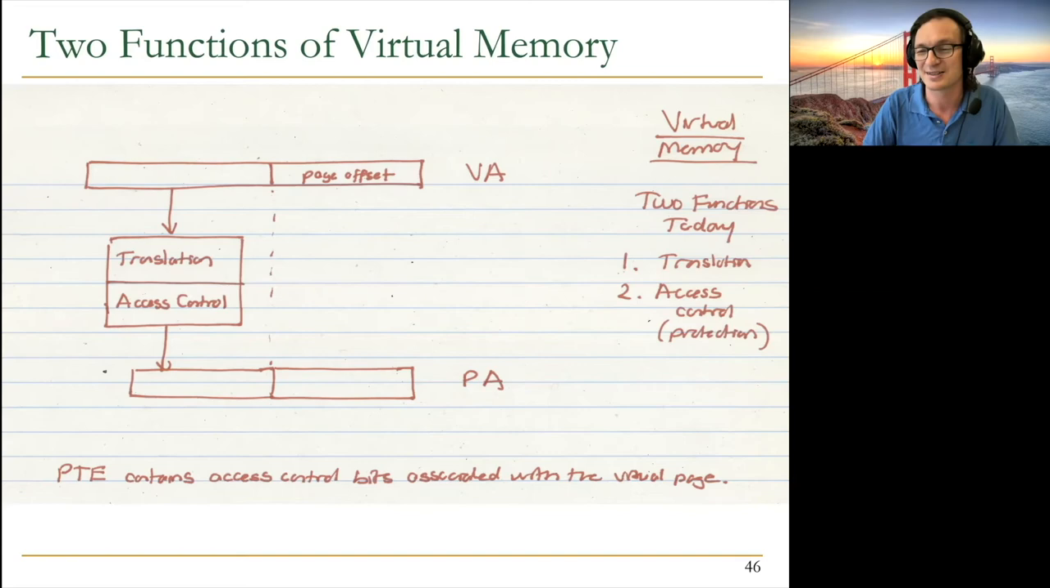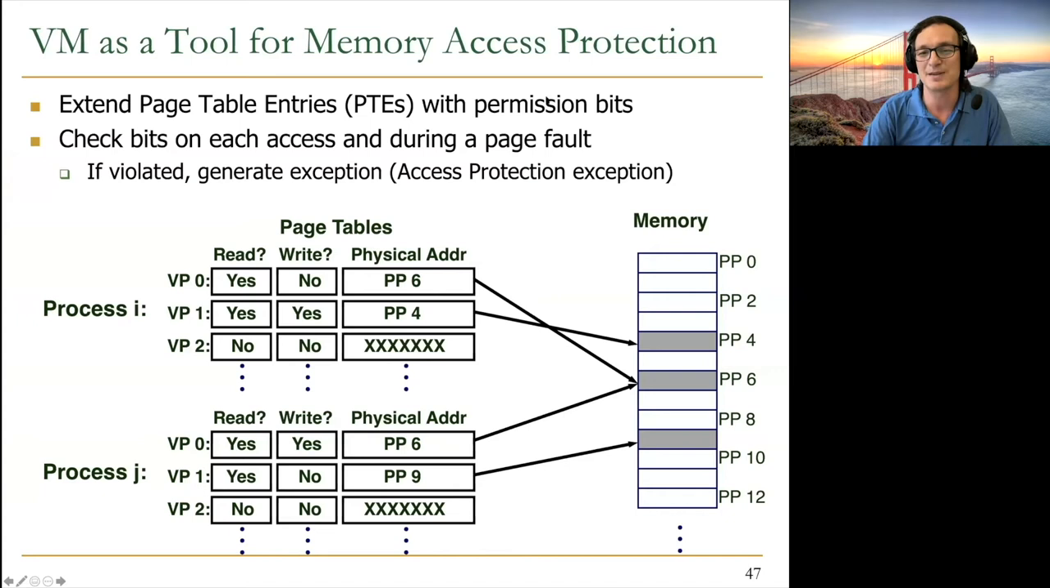Okay, so this is an example. Again, we extend the page table entries with permission bits. And permission bits can say whether you're allowed to read the page, write the page, execute the page. So you can imagine different things over here. And then you check the bits on each access during a page fault, or even a TLB access, right? It doesn't have to be during a page fault. But if violated, you generate an exception.